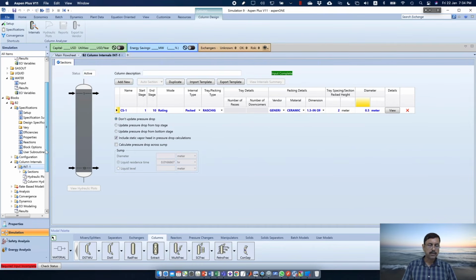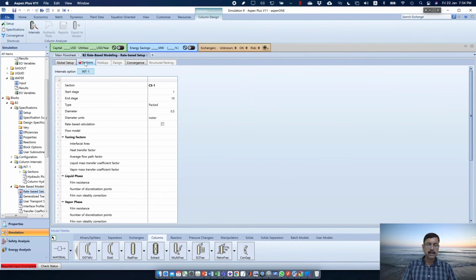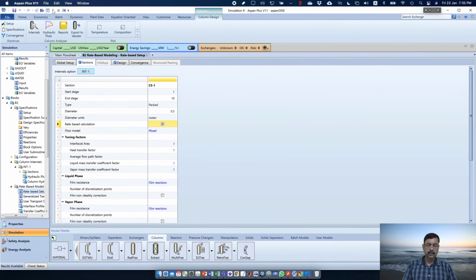Now we have to give the rate-based modeling. Here we are yet to give the rate-based setup. Go to the section, all those internals, we have to say rate-based calculation. Yes. Okay. Now it is complete. We can run the simulation. Yes. So we ran it. Now go to the results section.